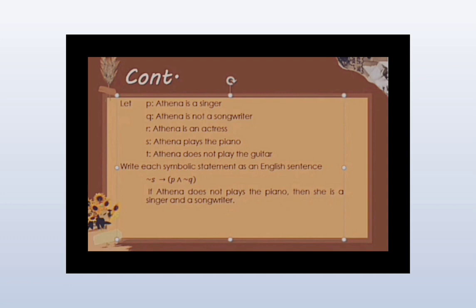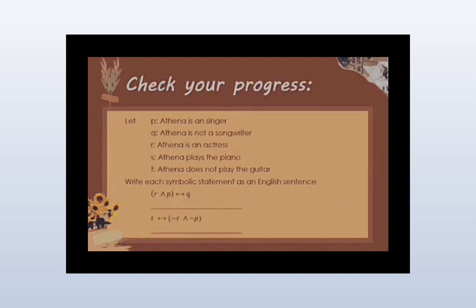So we have here, check your progress. Okay, you will check how you improve. Let P, Athena is a singer. Let Q, Athena is not a songwriter. Let R, Athena is an actress. Let S, Athena plays the piano. And let T, Athena does not play the guitar. So you will write each symbolic statement as an English sentence.